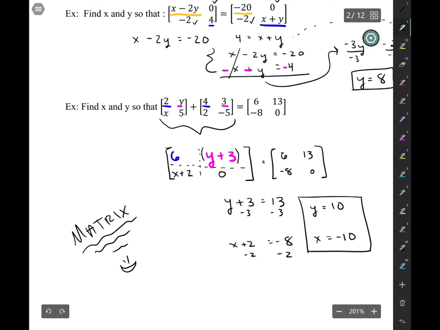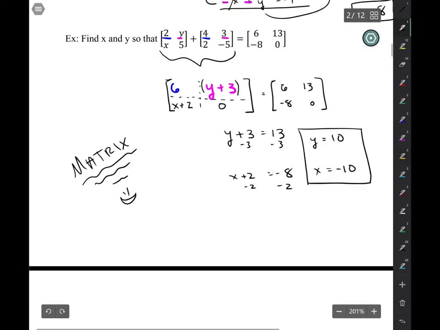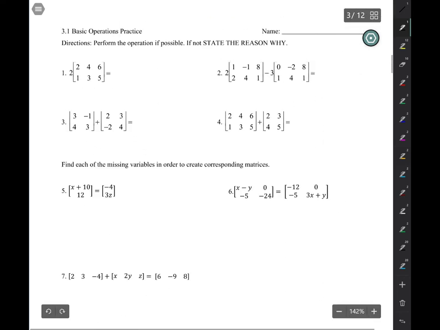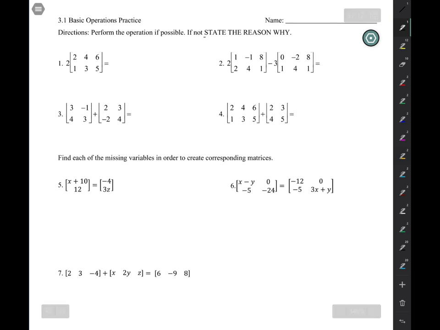But good stuff, guys. Hopefully lesson 1's pretty easy. Try out the practice problems. These are attached as well. I don't think there's any curveballs. Please do state the reason why you can't add if that is the case.